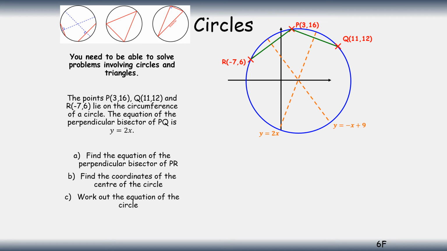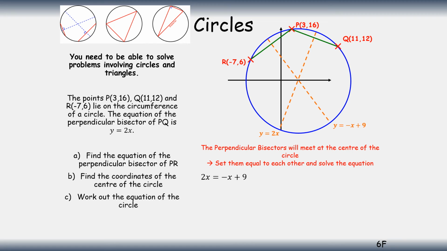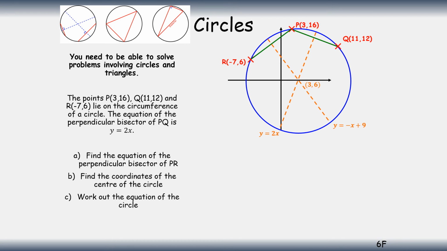Now, this will help us with part B, where it says find the coordinates of the center of the circle. Because we have two lines intersecting, where they intersect, as we said in the previous slides, is the center of the circle. So we could simply use simultaneous equations, substitute one into the other, and work out the value of x and then subsequently the value of y. Once we work this out, we get the x value as 3, and if you substitute x equal to 3 into either equation, that gives the y value of 6. So the center of the circle would be the coordinate (3, 6).